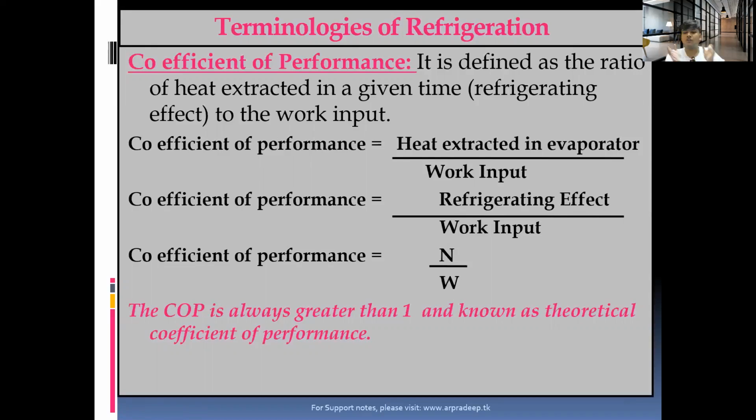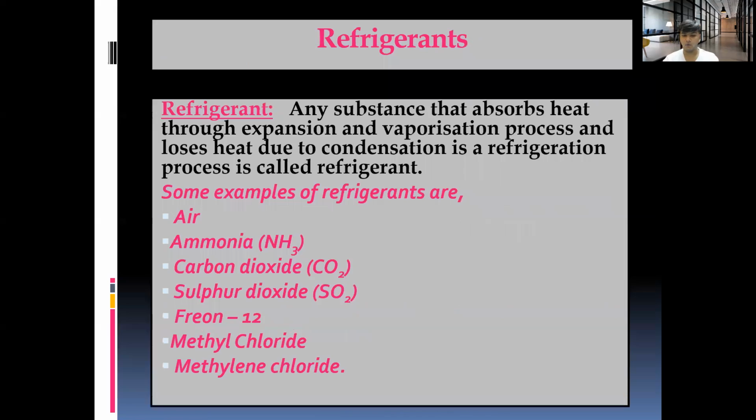But when it comes to refrigeration, the heat pump or refrigerator is measured in terms of coefficient of refrigeration, that is, its efficiency is particularly taken as coefficient of refrigeration. Coefficient of refrigeration is defined as heat extracted in the given time, that is, heat extracted by work output. That is, coefficient of refrigeration is given by heat extracted in vapor in the evaporator divided by work input. How much is work input given? That is refrigeration effect by work input, that is N by W.